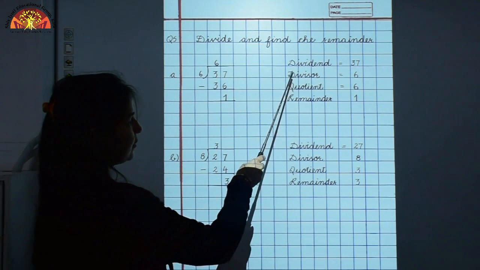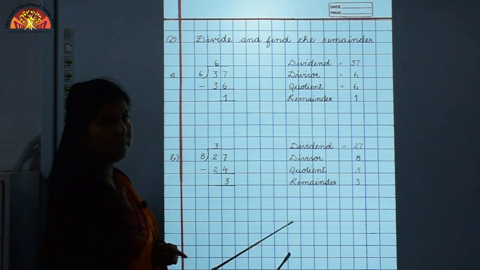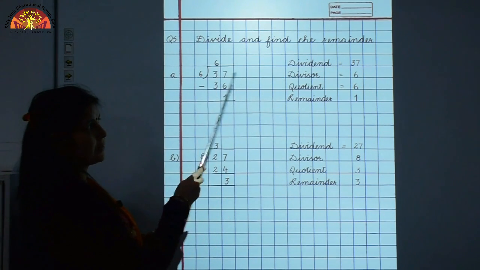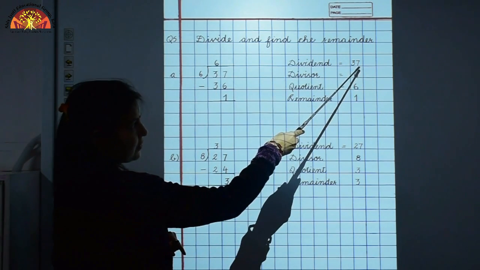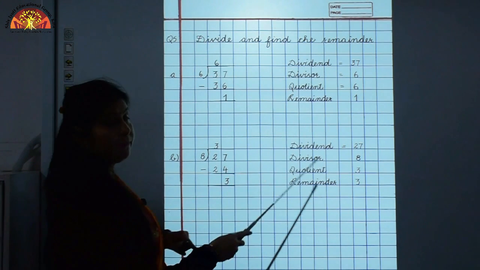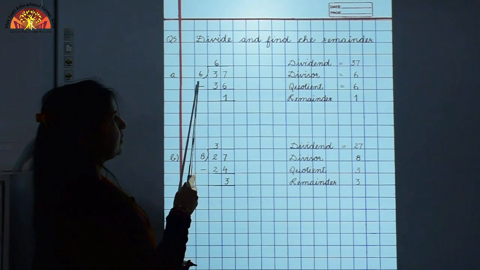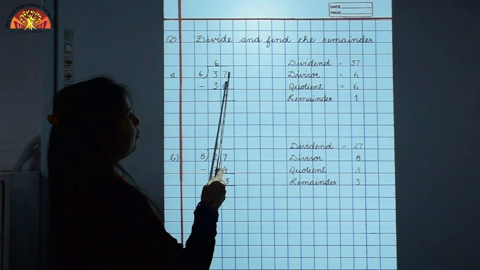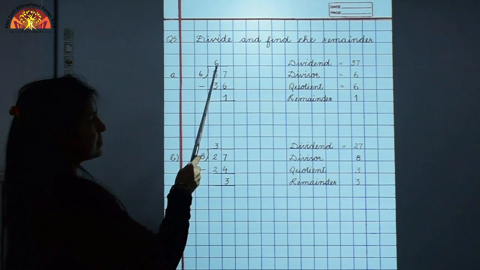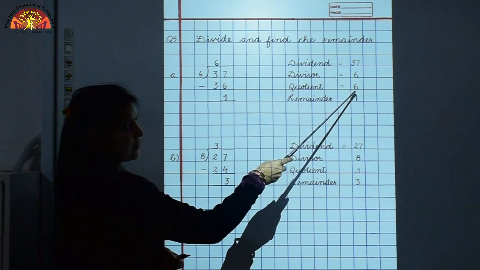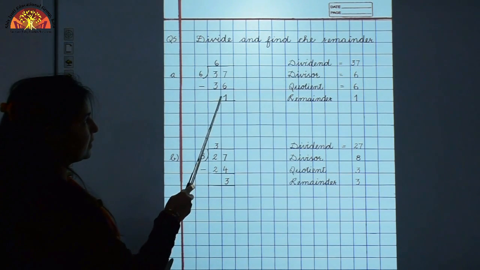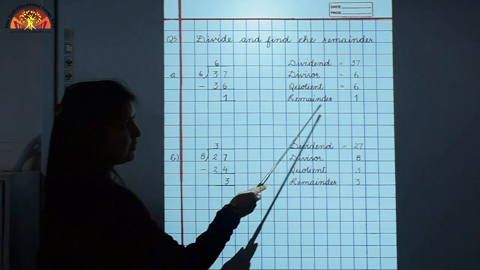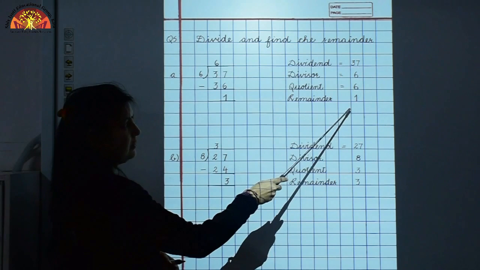Now here we will write which number is the dividend. The number to be divided is the dividend. Here which number have we divided? 37. So 37 is the dividend. Divisor is the number by which we divide. We are dividing by 6. So 6 is the divisor. Now what answer do we get here? 6. So 6 is the quotient here. Now after subtracting 36 from 37, we get 1. This 1 is the remainder. So we will write remainder here.